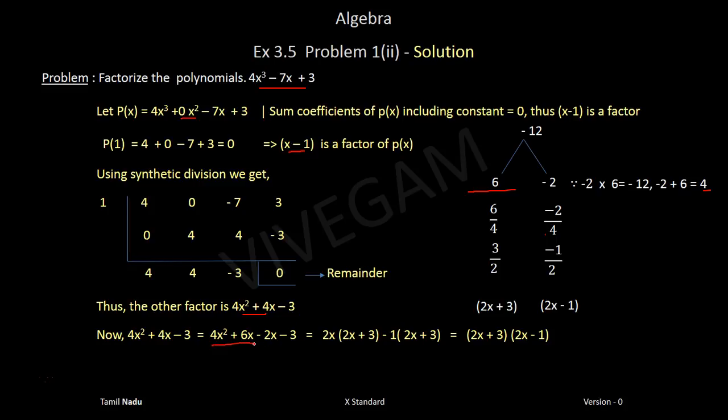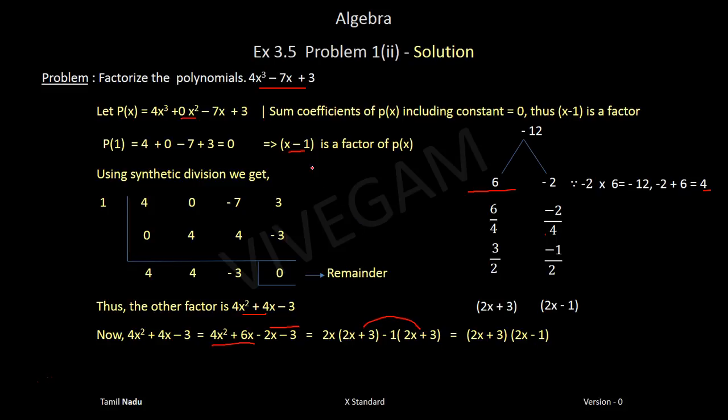From these two terms you can take 2x commonly out. If you take 2x commonly out, you'll get 2x plus 3, and from these two you have to get the same 2x plus 3, which means you have to take minus 1 commonly out. When you take minus 1 commonly out, you'll get 2x plus 3. From these two you take 2x plus 3 commonly out. So it will become 2x plus 3 into 2x minus 1. So the other factor, the quotient, is 2x plus 3 into 2x minus 1.